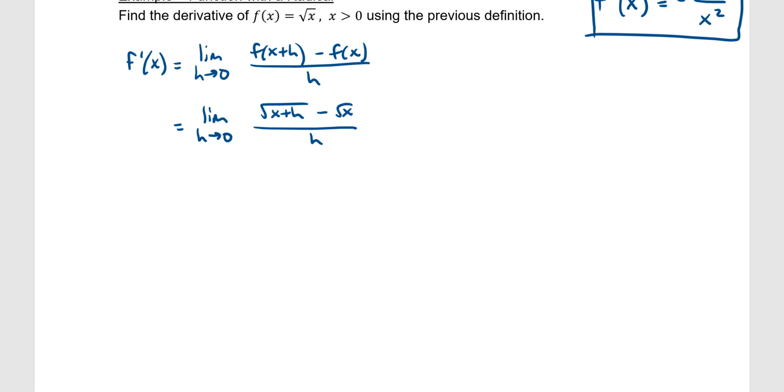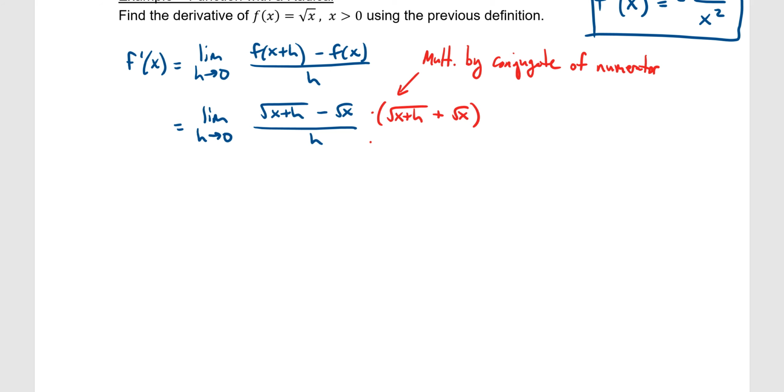So for this one, you have to know what to do. It is a little bit tricky. We need to know to multiply by the conjugate of the numerator in this case. Anytime you have two terms and there's at least one square root, more often than not, you're going to need the conjugate. So the conjugate of the numerator is the square root of x plus h plus the square root of x. Multiply that in the numerator and denominator.